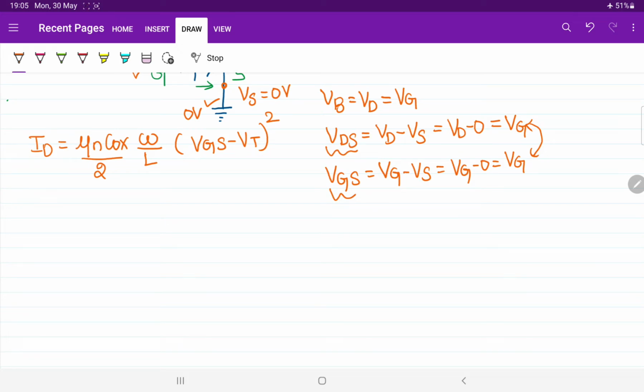So in place of VGS, one more thing you have to understand: this VG is nothing but VD, and this VD is nothing but VB, yes or no? Similarly, VG is nothing but VD, and VD is nothing but VB.